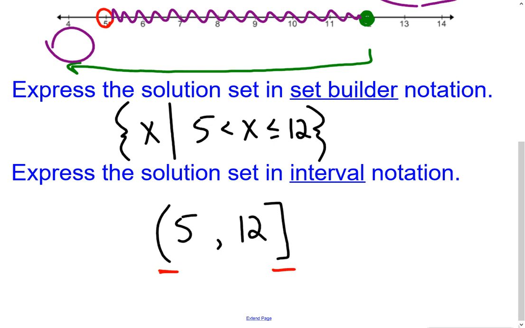So in interval notation, we have our small number to the left, our big number to the right, and then either parenthesis or a bracket.